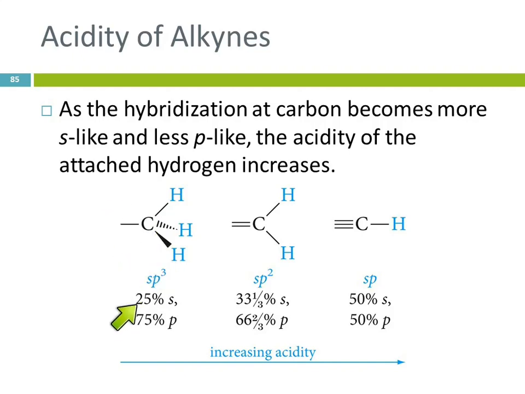This carbon, with four single bonds, is sp3. These orbitals are 25% S character and 75% P character. Here we've got 33 1/3% S and 66 2/3% P, sp2. With the triple bond, we have an sp hybrid, which is half S and half P in nature.